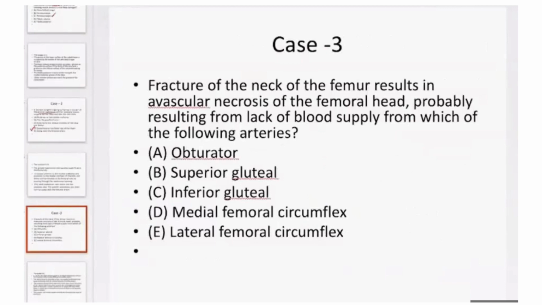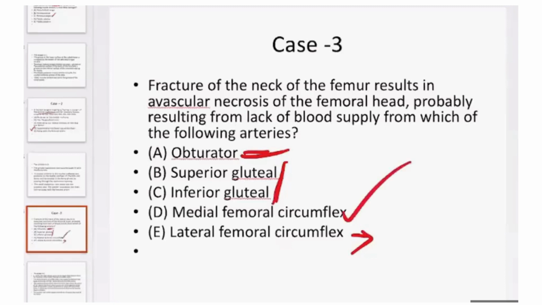Fracture of the neck of femur results in avascular necrosis of the femoral head, probably resulting from lack of blood supply from which of the following arteries? These two are seen in the gluteal region. This is seen in the medial compartment. Lateral should go towards the lateral side of the thigh. What is present medially is towards the head of the femur. So this answer is medial.